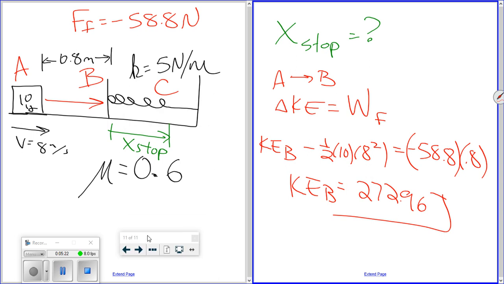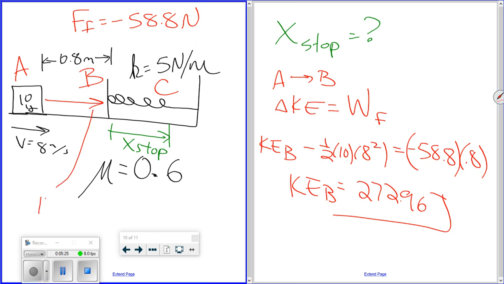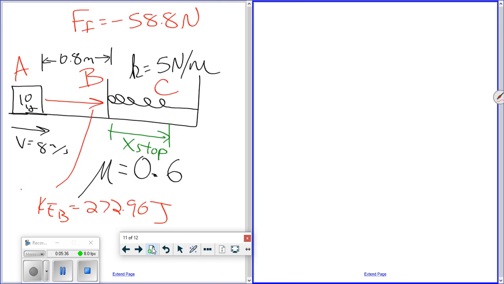Yes. All right. So now, let's make a note of that. So I know that the kinetic energy at B is 272.96 joules. What's the total energy at C going to be? Is it going to be too small? What are we trying to find here, you guys? What's the question? How far the spring compresses when it stops. So what's the kinetic energy at C? 0. Yep, but it's going to be elastic. But we don't know what it is.